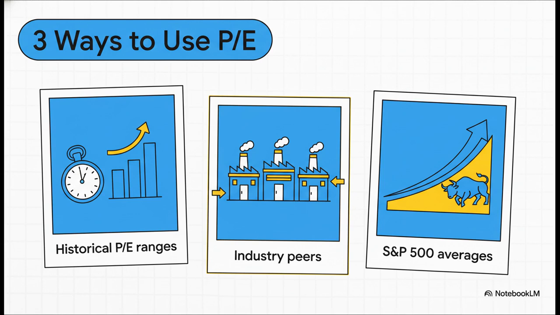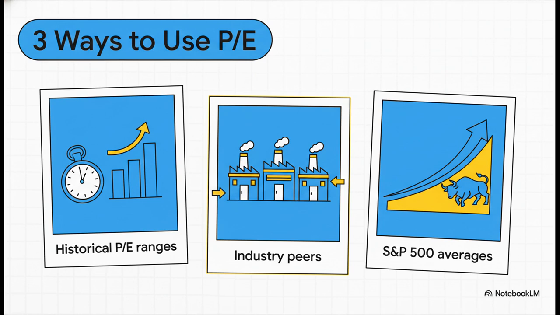Here's the catch, though. A PE number all by itself is totally useless in a vacuum. If someone tells you, hey, this stock has a PE of 20, that honestly tells you almost nothing. To figure out if 20 is expensive or cheap, you have to benchmark it. First, you can look at the company's own historical PE average over, say, the last 5 years to see if it's currently trading at a premium or a discount compared to its own baseline.